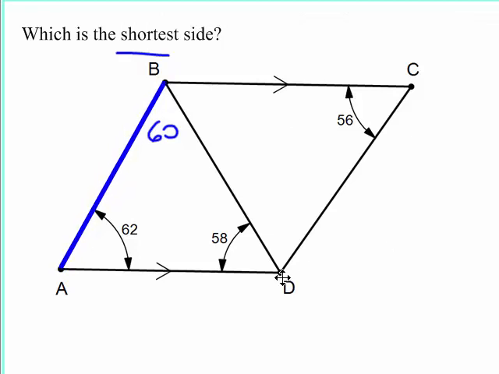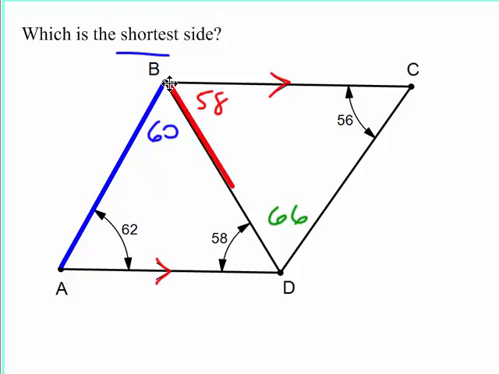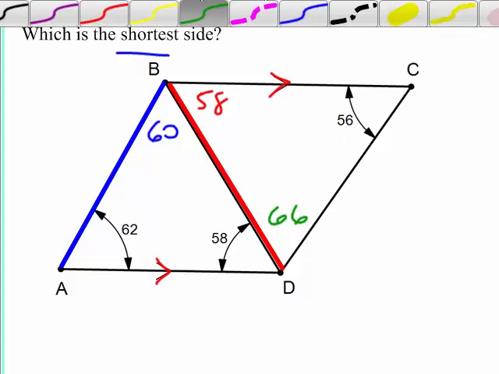Since we have these 2 marks to show that the lines are parallel, the alternate interior angles are congruent. So if that's 58, so is that. And if that is 58 and that's 56, then this missing angle is going to be 66 degrees, right? Yeah. So now let's look at this image here. We've got 66, 58, and 56. I'll make it red. This side here, opposing the 56 degrees, is going to be the shortest side.